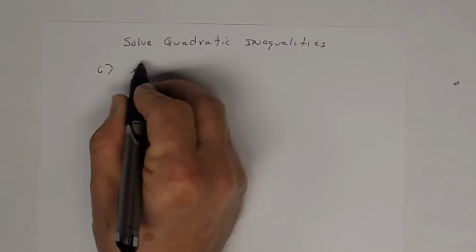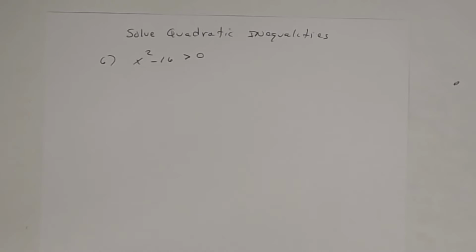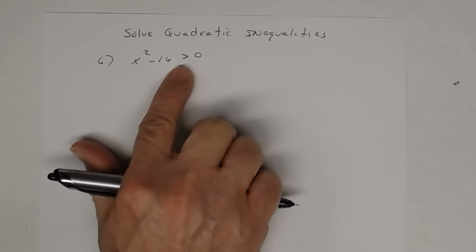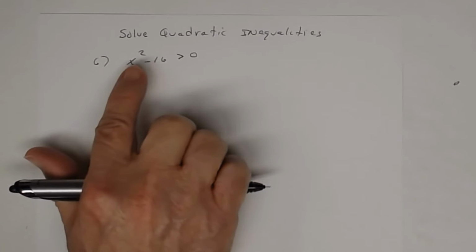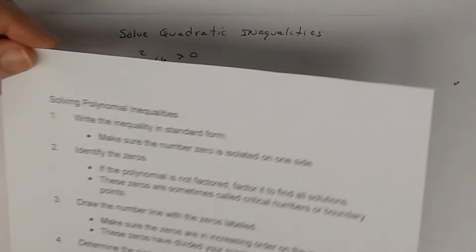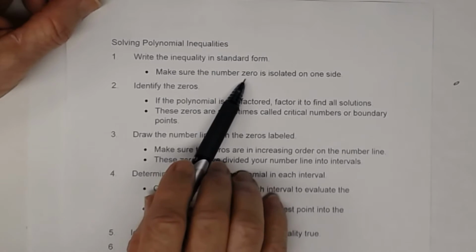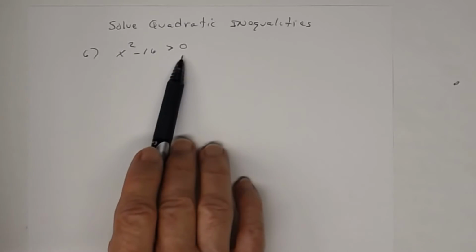So we have x squared minus 16 is greater than 0. So I want to solve this quadratic inequality. Notice it's an inequality because of that inequality symbol. It's quadratic because you see that x squared there. And so the process, remember, the first thing you're going to do is make sure it's in standard form, so you have that 0 on the other side, and I do.